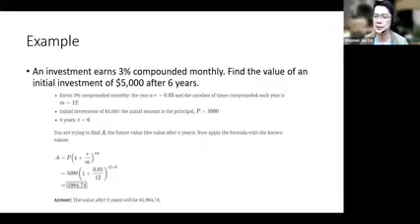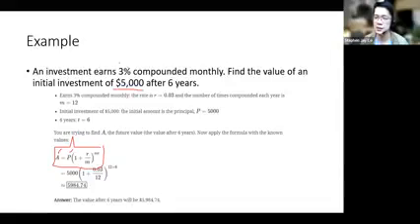And then the compound interest. An account earns 3% compounded monthly. Find the value of an initial investment of $5,000 after 6 years. So this is our formula. You could use other formulas if you're not familiar with this one, but this is the basic. And you have the future value and the principal. So this is the principal investment of 5,000.